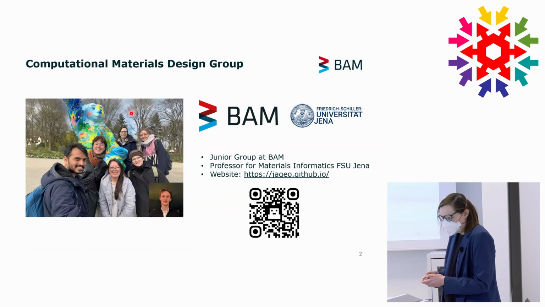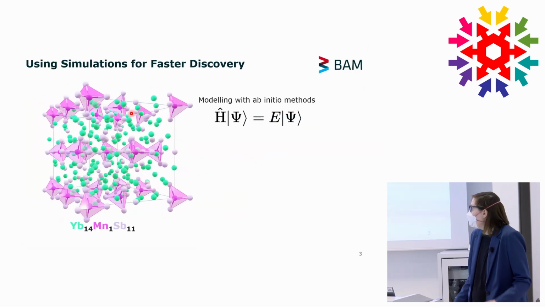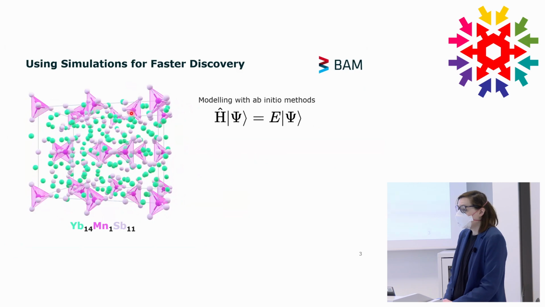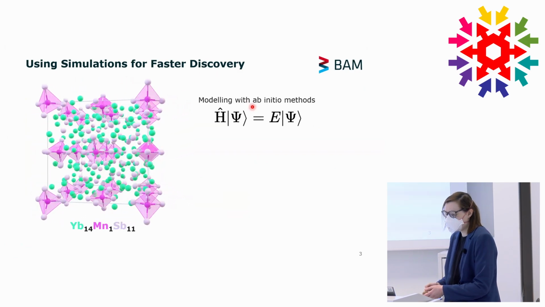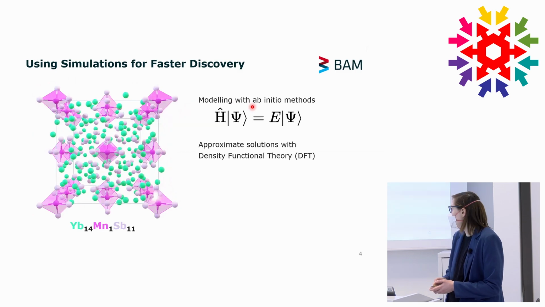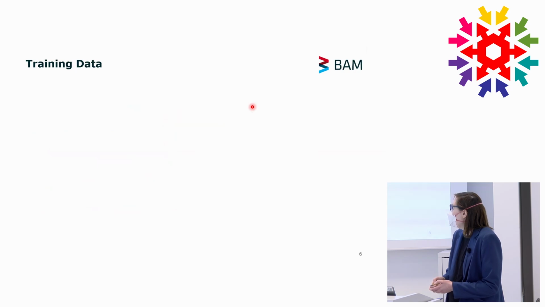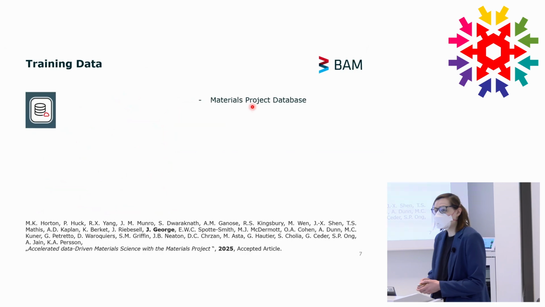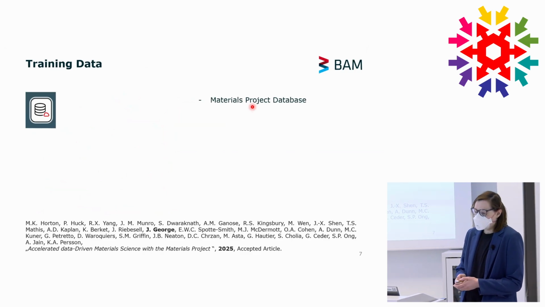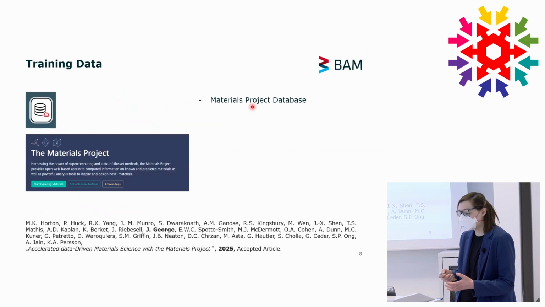So what our main idea was using simulations for faster materials discovery. And as you all know, ab initio methods, mainly in our case DFT, are quite slow, and therefore we are increasingly developing machine learning approaches. And I think many people in the field are doing that. The training data that we've been using has been connected to the Materials Project. I think most of you should know that, right?